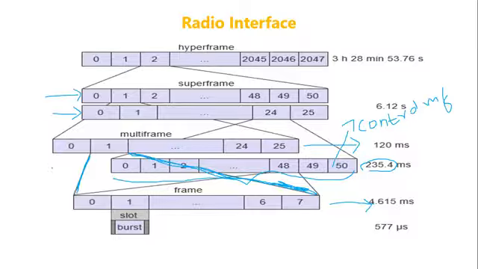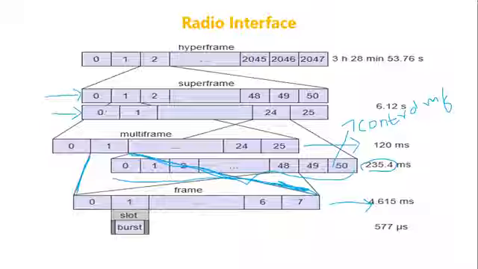Okay, so this first one is formed by combining 26 multi-frames with 51 frames. Whereas the second one is formed by combining 51 multi-frames with 26 frames.